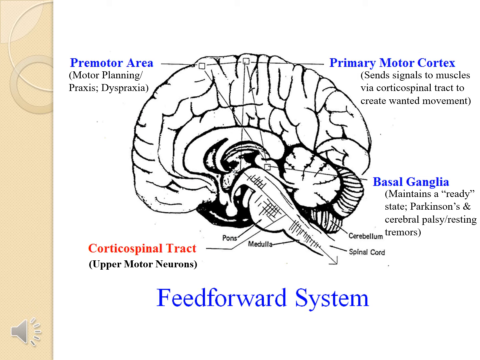The 3 areas involved in the feed-forward system are the basal ganglia, premotor area, and primary motor cortex. The basal ganglia works to keep us in a ready state to do a motor activity. Examples of problems with this center are Parkinson's disease and cerebral palsy. In both cases, there are unwanted movements when at rest, which also interfere with movement.